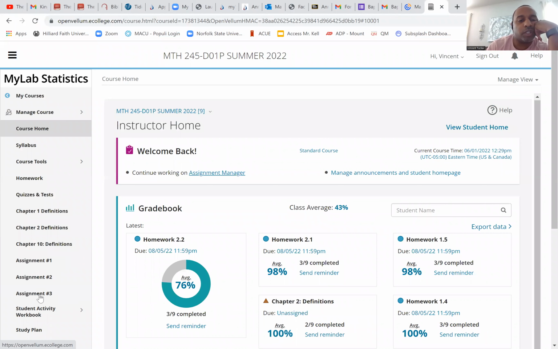You do not have to do those. Since it's a summer short session, I'd rather you just focus on getting your MathLab work done. So do not do these assignments here. Any questions on that? Everybody see them? So don't do assignment 1, 2, or 3. Just, of course, get those definitions. We already talked about it, but then just attack your homework. Make sure you get your homework done.